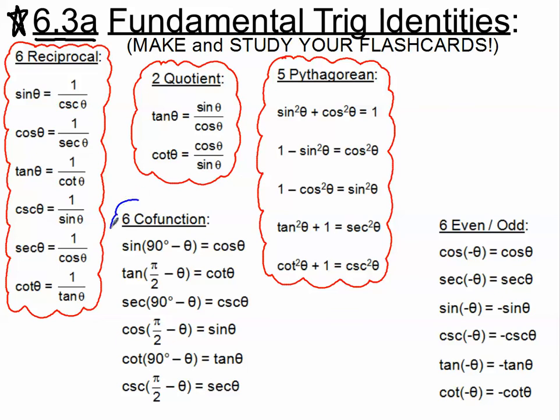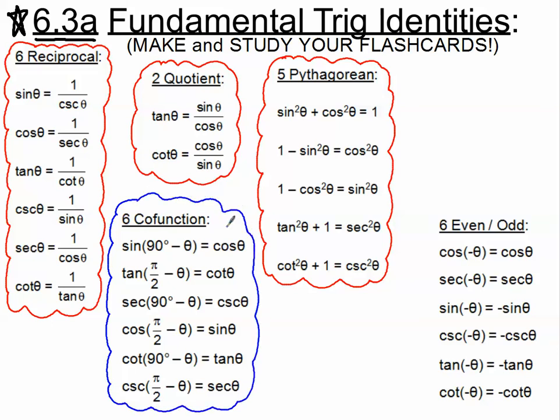6 of them are the cofunction identities, and they're listed right here. What the cofunction identities involve is taking your trig function where the angle is actually 90 degrees minus theta, or if it's in radians, pi over 2 minus theta. It doesn't really matter if we're talking degrees or radians, so that's why I did half of them in degrees and half of them in radians. But whenever you see something like this, you know that it's going to be a cofunction.